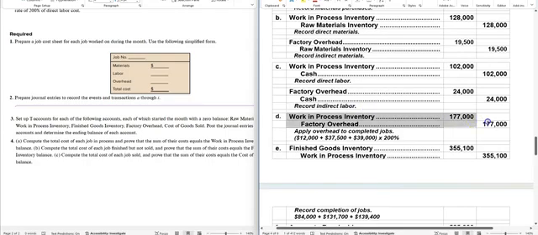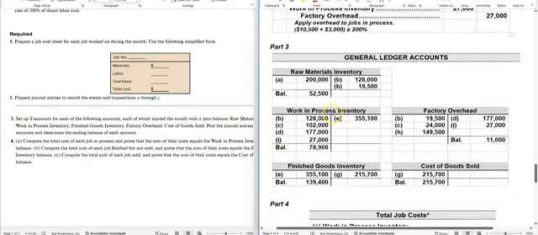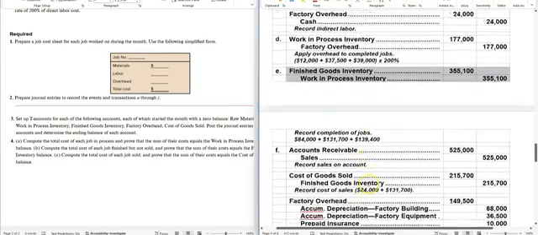Debit work in process for 177. Credit factory overhead for 177. Debit work in process, credit factory overhead. Debit finished goods, credit work in process.